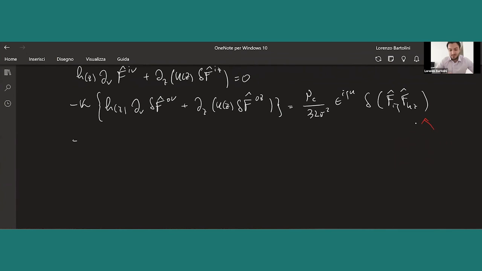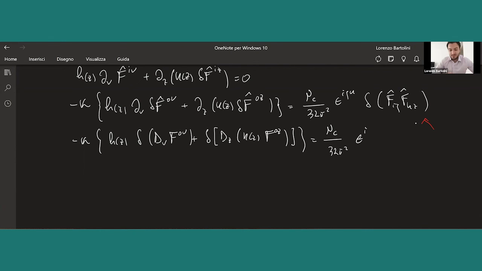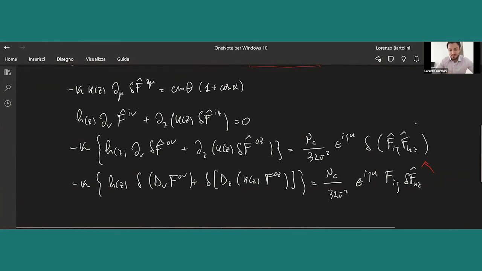Okay, and then we have minus K H of Z delta then F0 nu plus delta Z K of Z F0Z equal to its possible source term, which will be Ej kappa F Ej delta F Kz. Okay, and I already used the fact that if the perturbation is on this side, then the abelian field on the background is zero. So this is the only term that can appear. Okay, now let us move our attention only on the abelian equation. Okay, so this set here.